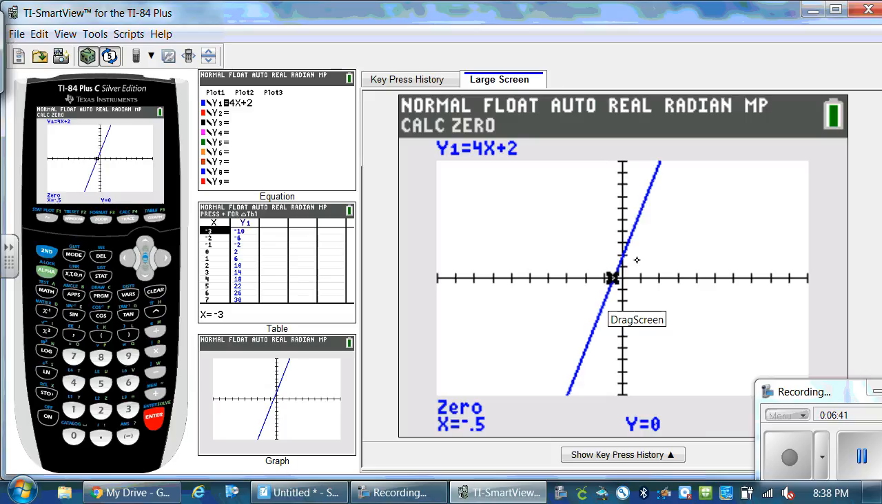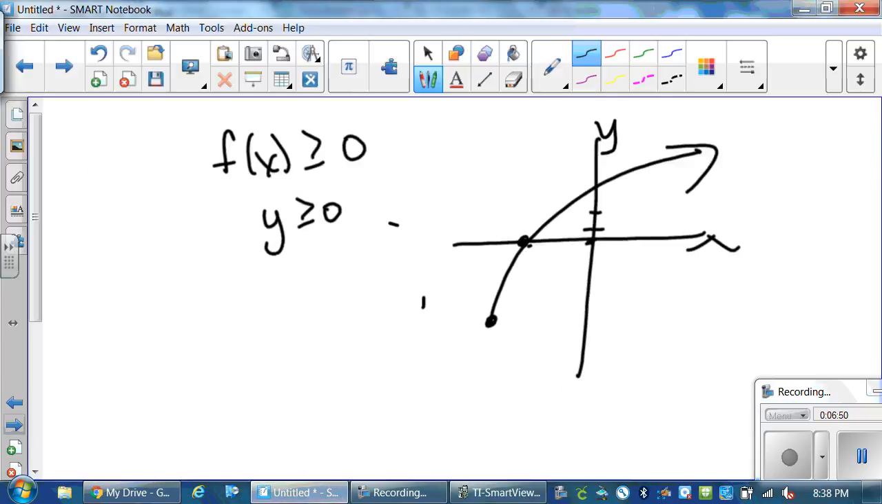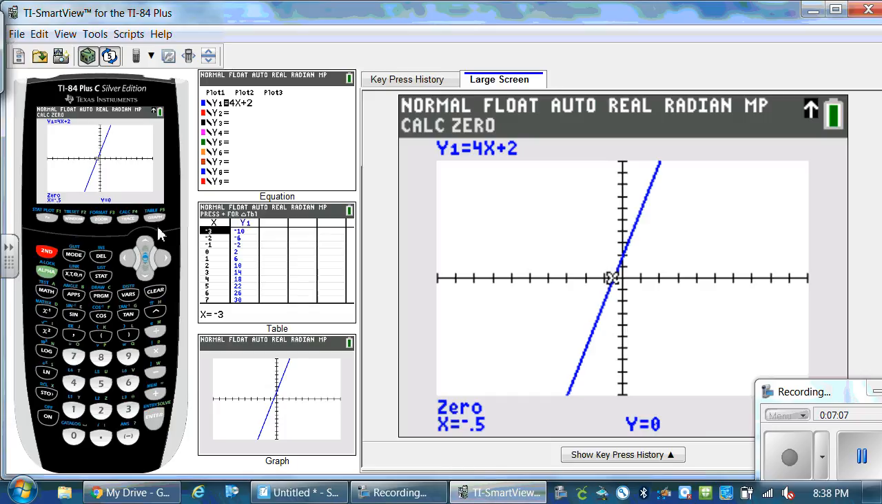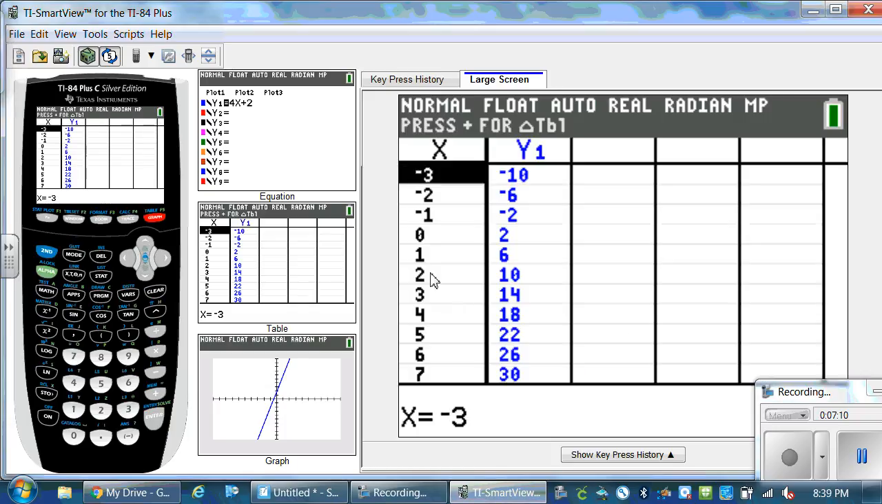So it looks to me like this graph is above 0 from negative 0.5 to infinity. So for 54, my answer is going to be from negative 0.5 with a bracket, because that's when it's equal to 0, to infinity. Everywhere when x values are from negative 0.5 to infinity, the y values are above 0. And if you check it in your table just to make sure, you probably can't see negative 0.5, but right in here is where the y's start turning positive. So for everything above negative 1, every y value is positive.